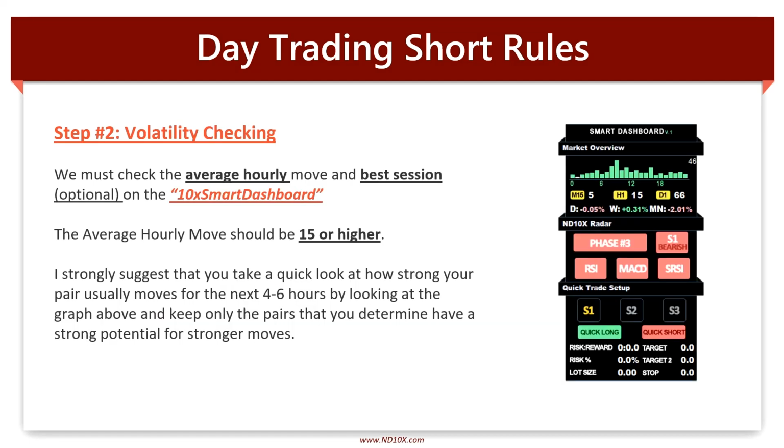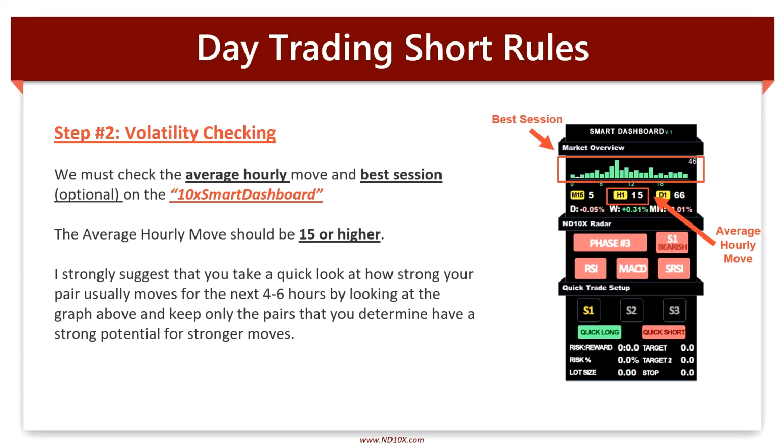Moving on, step 2, volatility checking. We must check the average hourly move and the best session on the 10x Smart Dashboard. The average hourly move should be 15 or higher. In this case, it looks like 15, so we can move on.